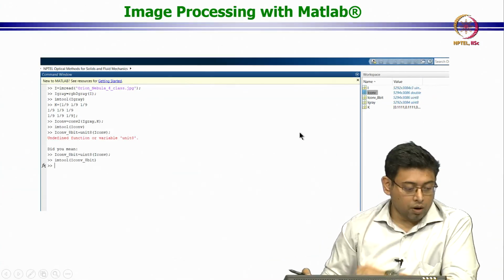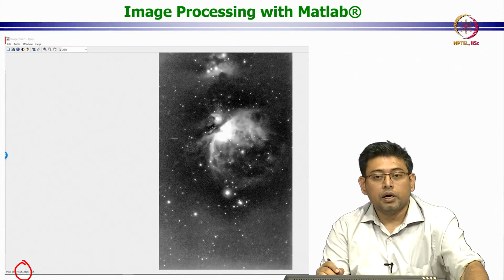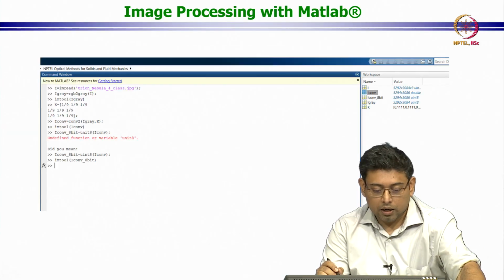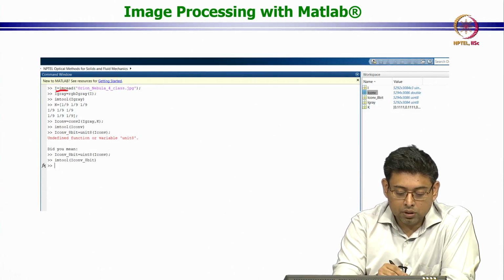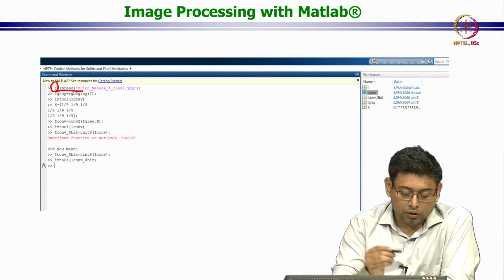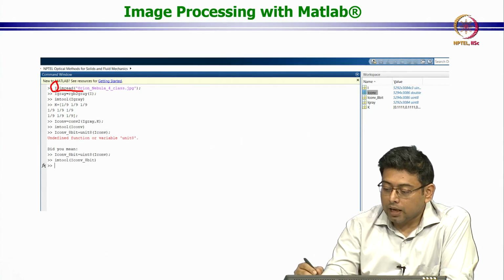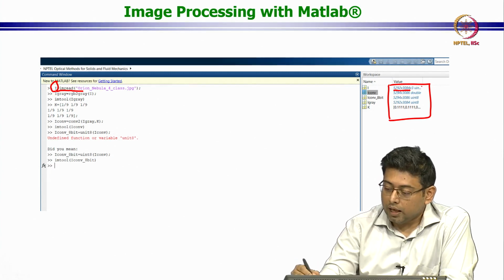So I hope you remember this image that I had showed you before, and here I am going to redo some of the simple operations just for your sake. For example, in the first line I use the command imread, and I read this image into a matrix I. And this I, as you can see on my right hand side, which gives you the workspace, is an m by n by 3 matrix, and the type written here is uint8.